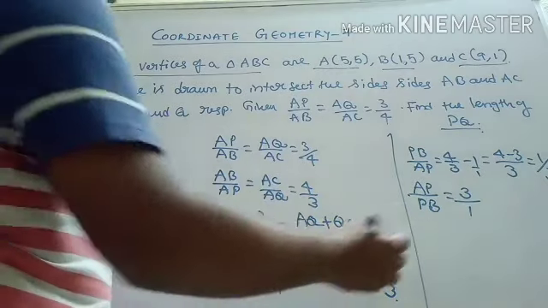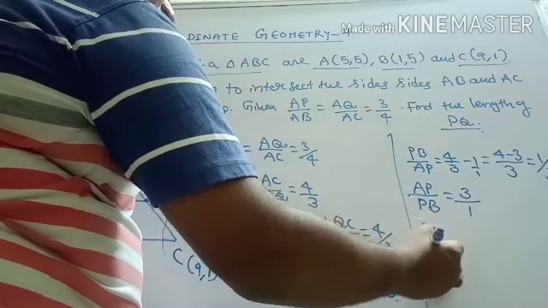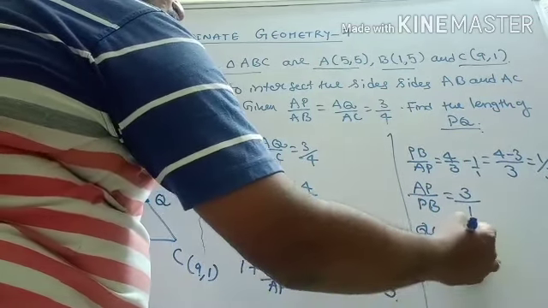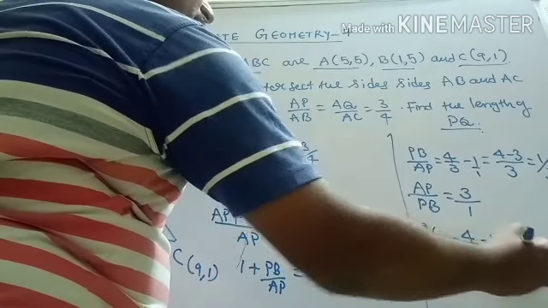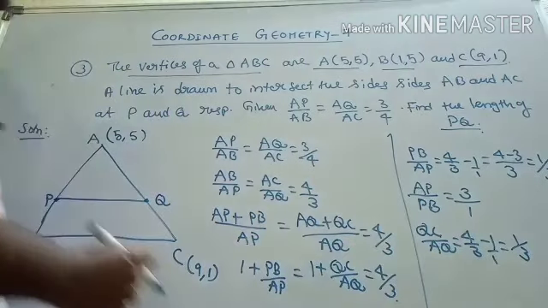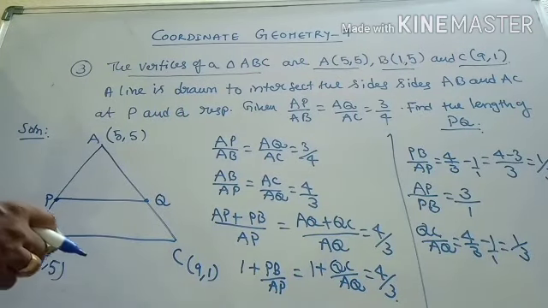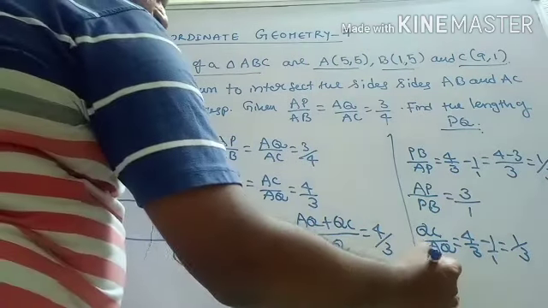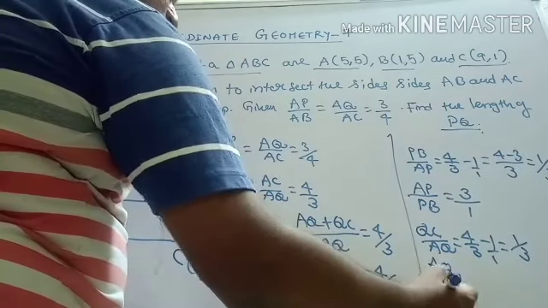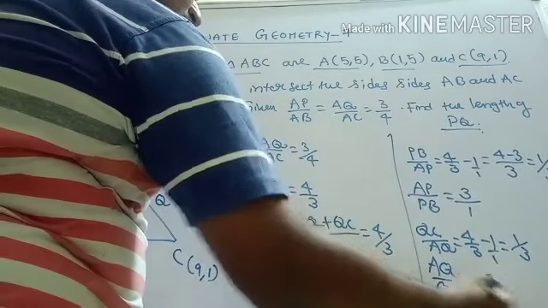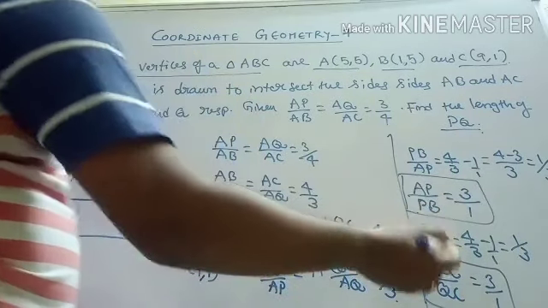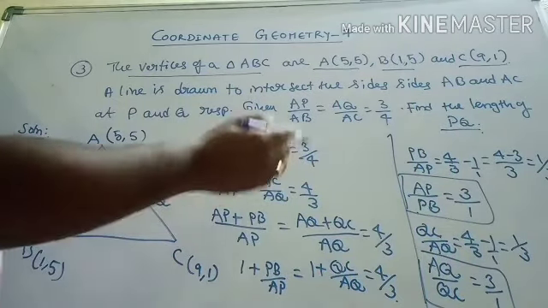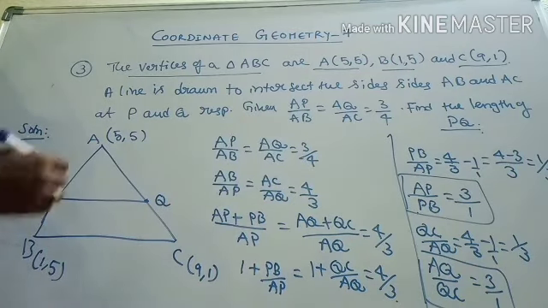And similarly here you also get QC by AQ is also 4 by 3 minus 1. If you write that, this is 1 by 3, right? From that you are going to get AQ by QC. This is equal to 3 by 1. Wonderfully we have got AQ by QC as 3 by 1 and AP by PB as 3 by 1.